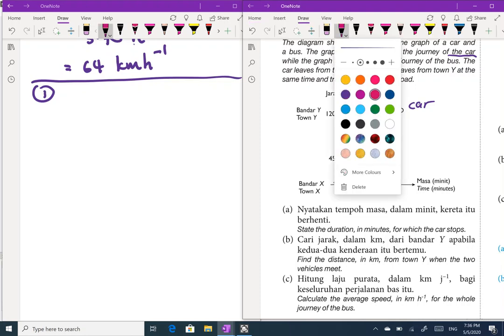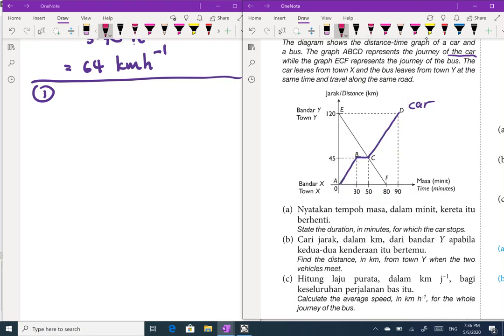And then the graph ECF, this one, represents the bus. The car leaves from town X to town Y, and the bus leaves from town Y to town X at the same time and travels along the same route. Set the duration in minutes. This one is in minutes, so no problem.